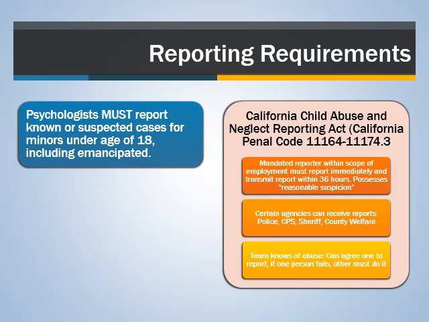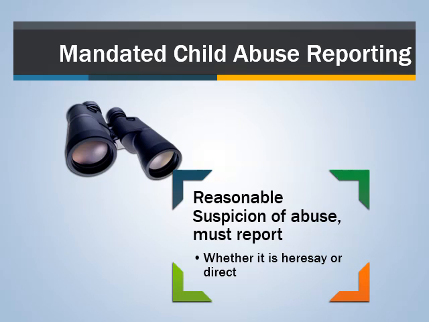So what are the reporting requirements? Well, we have California law, and specifically with California law, you need to submit a written report within 36 hours, report it to the appropriate people. One person can report if there's a team that knows. And this doesn't matter if you're emancipated or not. The key with mandated reporting is if you have a reasonable suspicion, you have to report it. It doesn't matter if it's hearsay. The question is, using your faculties, is it reasonable to think that something's really happening here?